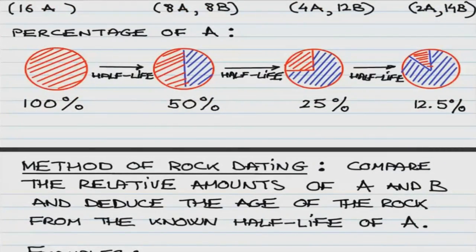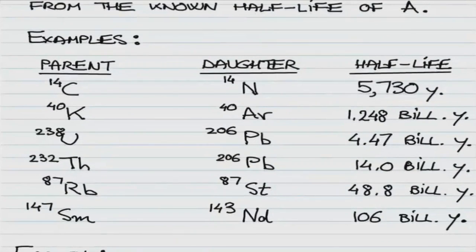So then we have a method for dating rocks, and that is to compare the relative amounts of parent and daughter nuclei and deduce the age of the rock based on the half-life of the parent nucleus, right? So if you take a piece of rock and you find that 12.5% is the parent nucleus and everything else is the daughter nucleus, then you know that 3 half-lives have passed since the rock was formed, right? And therefore you can say how old the rock is. So here I give several examples. The list is much longer for practitioners of the method, but I'm giving a few highlights.